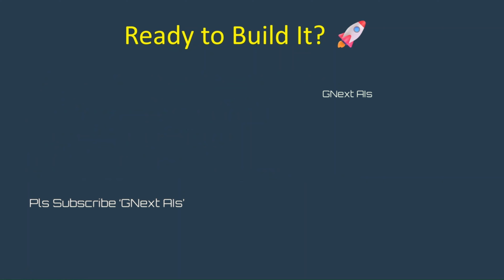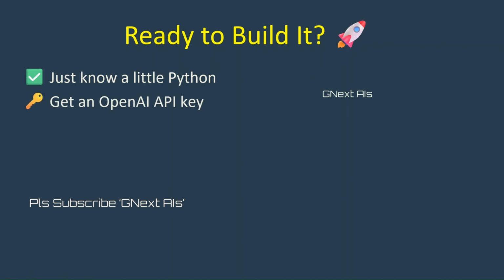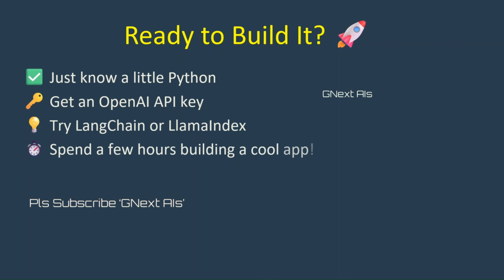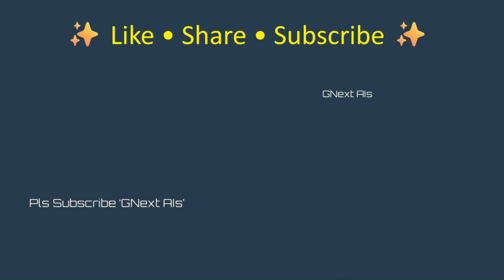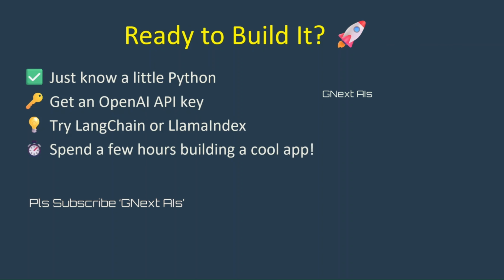So now you should be ready to build. What you need to know is a little bit of Python, because this programming will require LangChain too, which you'll get familiar with, or you can also generate the code from ChatGPT. Then you can get an OpenAI API key, try LangChain or LlamaIndex, and spend a few hours building a cool app. So these are the basics we wanted to cover.